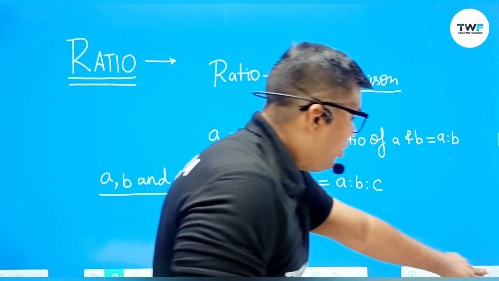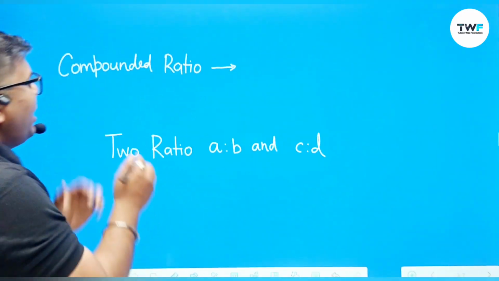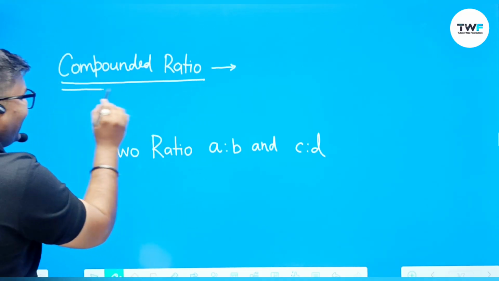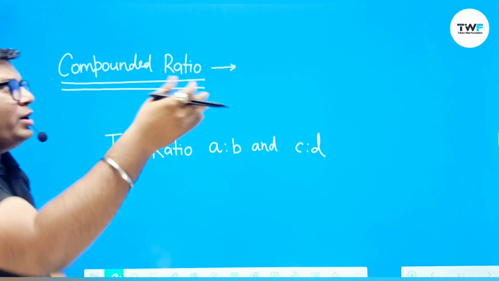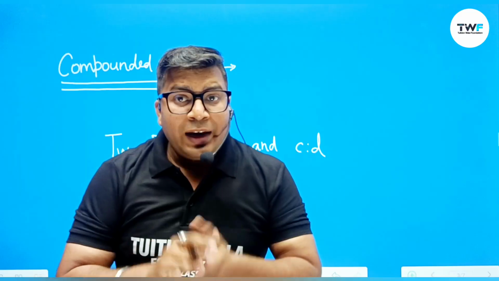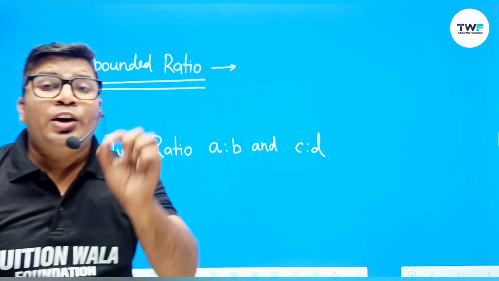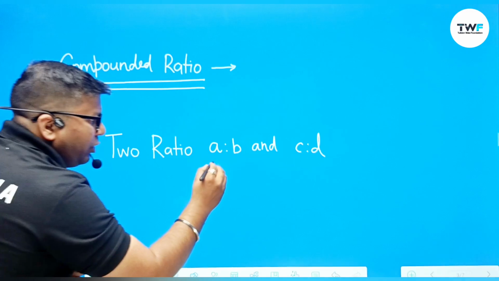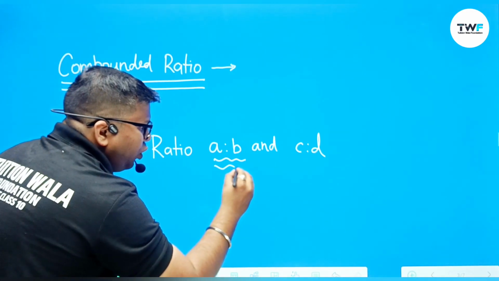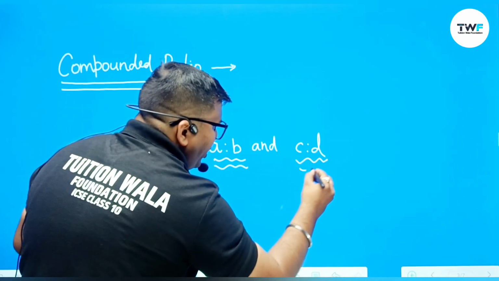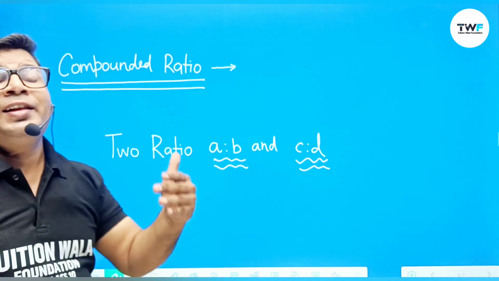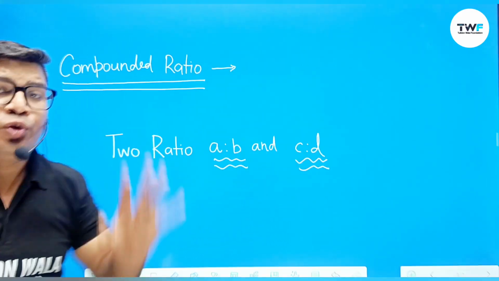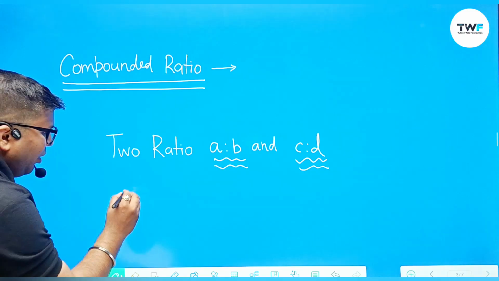Now we are moving on to the term compounded ratio. Many students are wondering what the compounded ratio is. The compounded ratio is the term used for two ratios. Suppose you have two ratios like A ratio B and C ratio D, and you want to find the compounded ratio of A ratio B and C ratio D. Then what will be the compounded ratio?